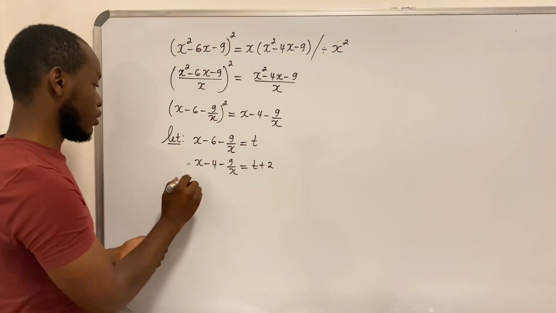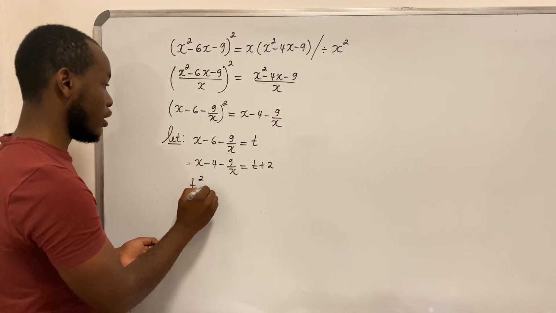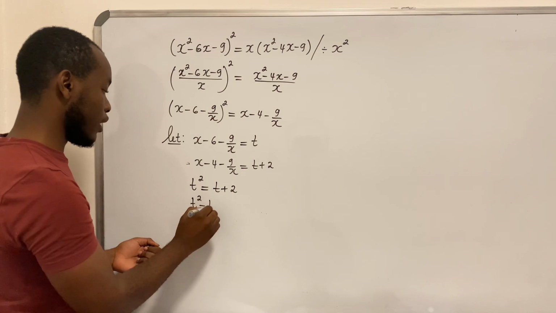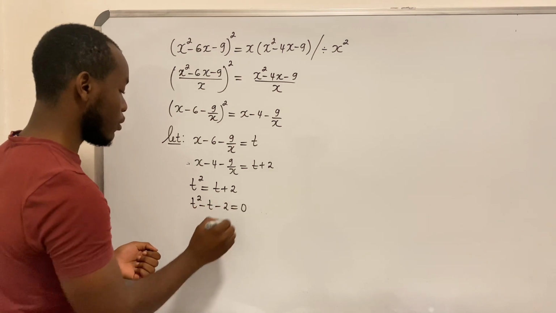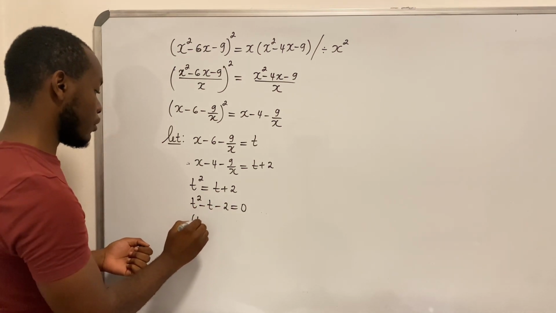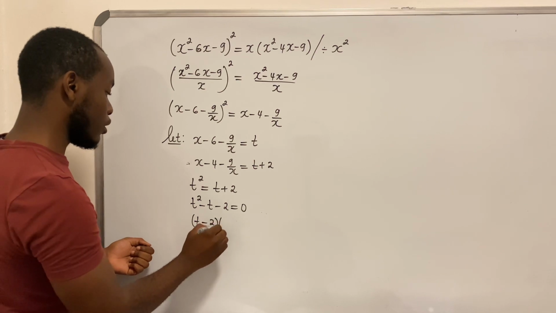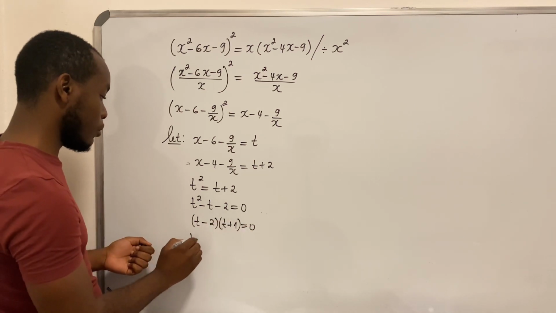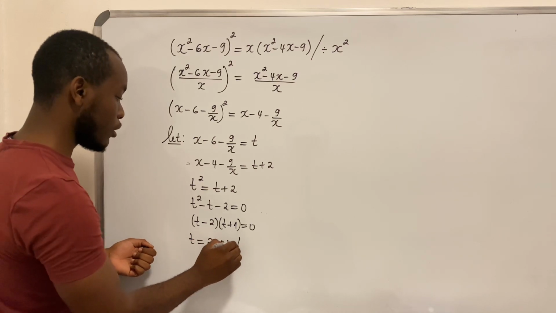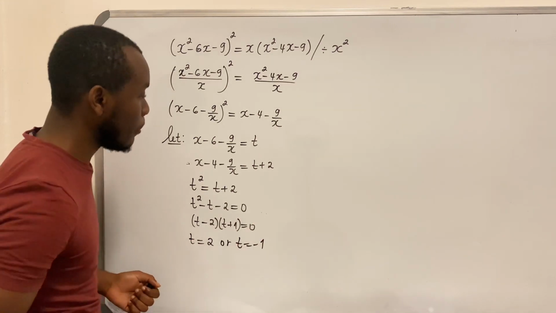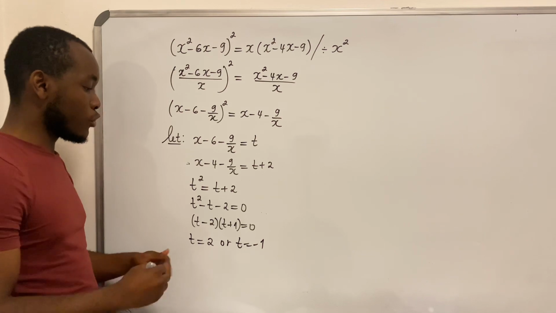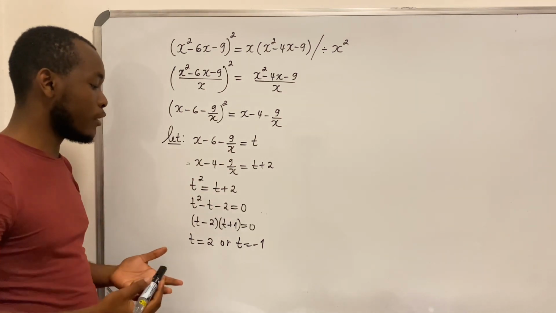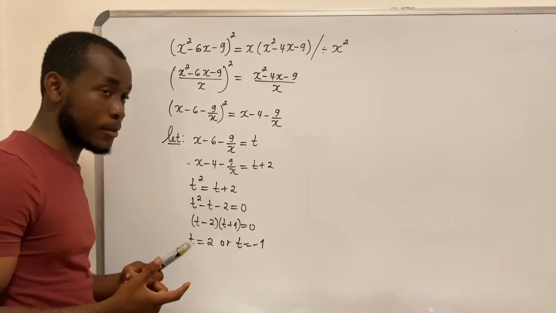Now we can substitute it there. We can have t squared equal to t plus 2. So t squared minus t minus 2 equal to 0. So we have now (t minus 2) times (t plus 1) equal to 0. So t will be equal to 2 or t will be equal to minus 1. Having those two values, we can just substitute back here to find the value of x.